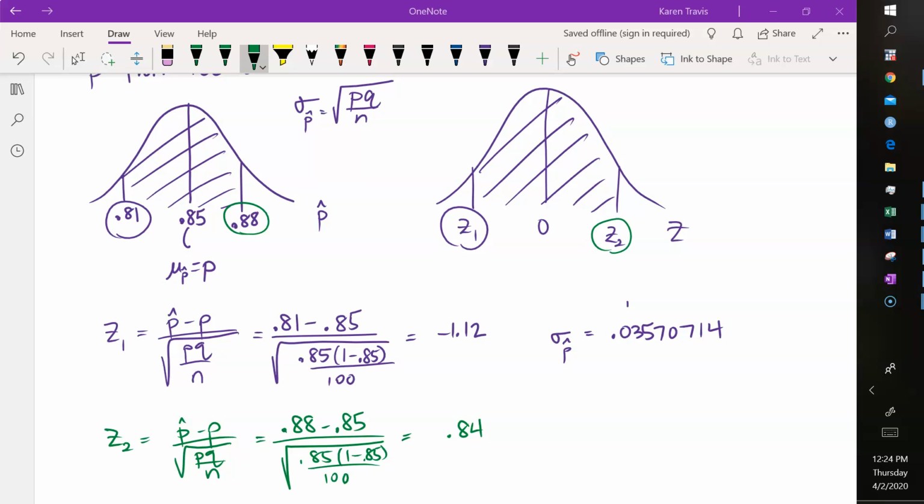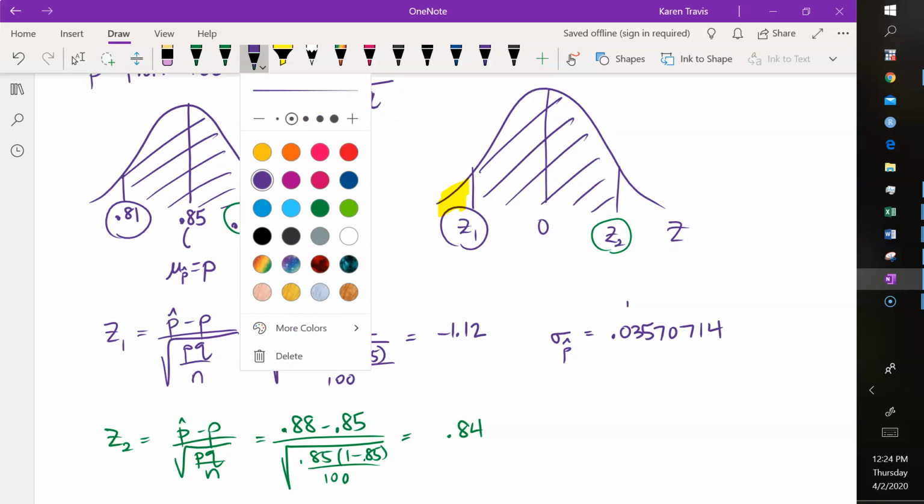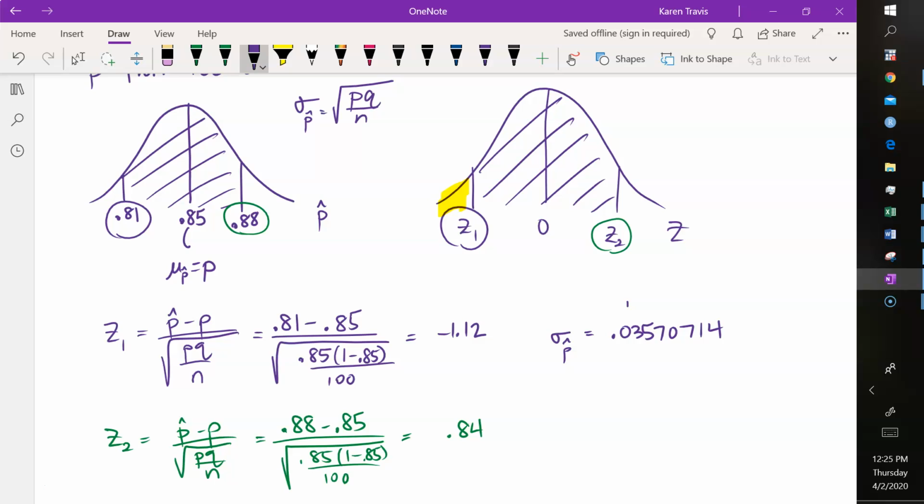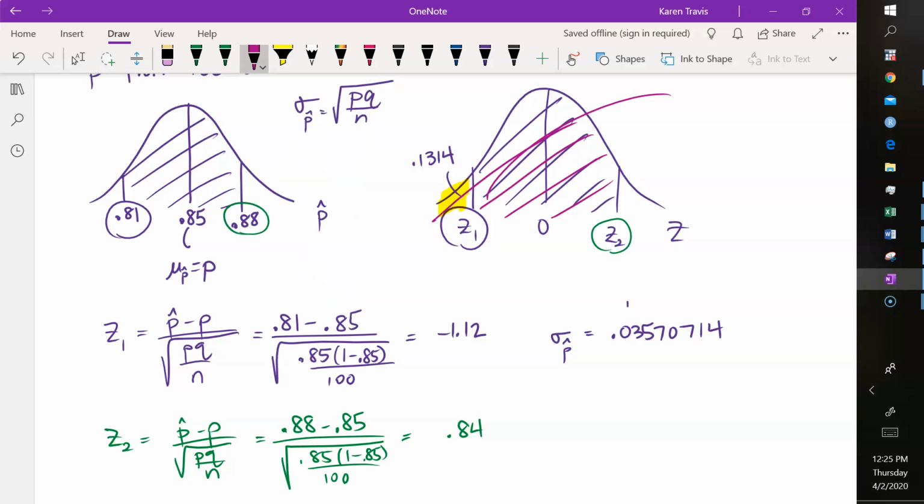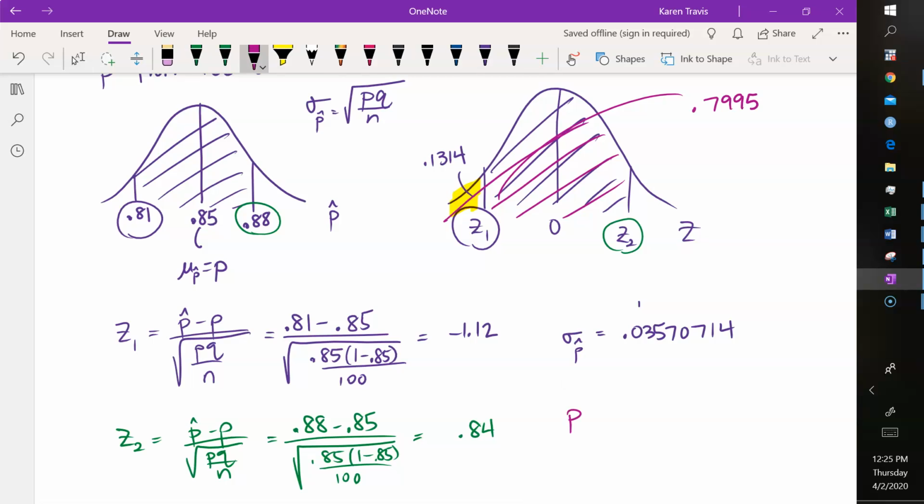And so everything below Z1, when we go to our normal table and look that up, that area below Z1 is 0.1314, and then everything below Z2 is the yellow plus the striped area that I've created. That whole area is an area of 0.7995.